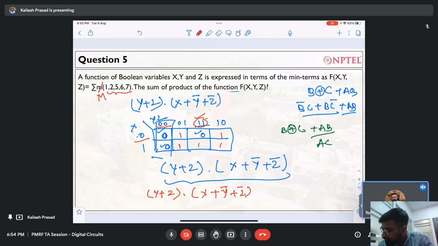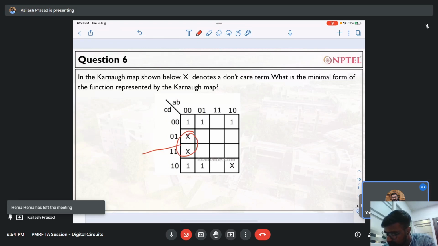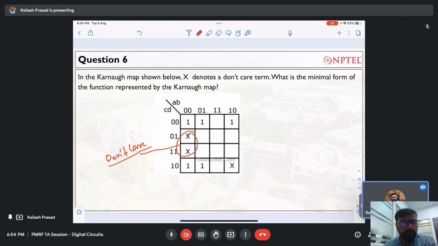So I have 7 minutes left, and I want to go to the last question, and then I think I have one question to take. Can anybody tell me the answer? Here I have something we call don't care. Can anybody tell me the importance of don't care, or what do you mean by don't care? When do you use don't care here?